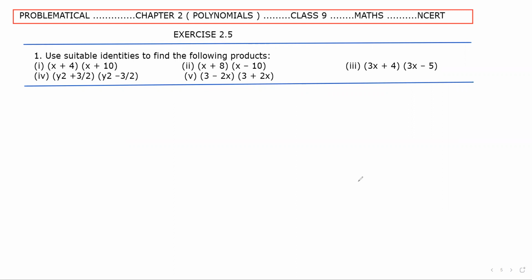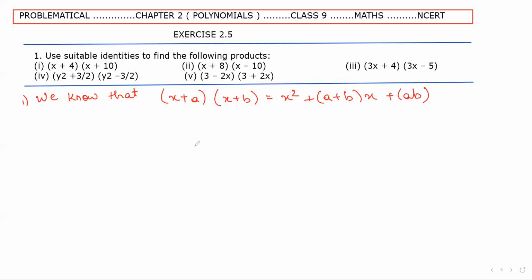Following products means you have to multiply the given factors. In the first question, we have x plus 4 first factor multiplied by another factor x plus 10. Now we know this identity we studied last year as well. We know that x plus a, because both values are positive, so x plus a into x plus b is equals to x squared plus a plus b into x plus ab.